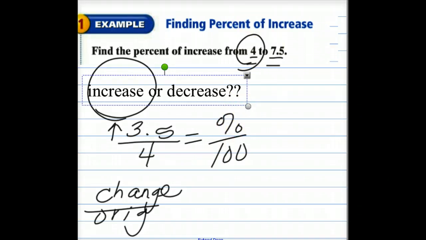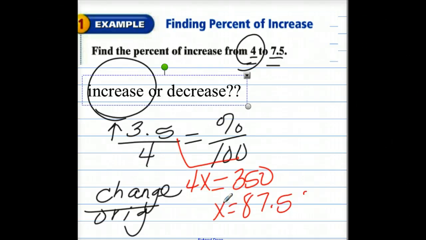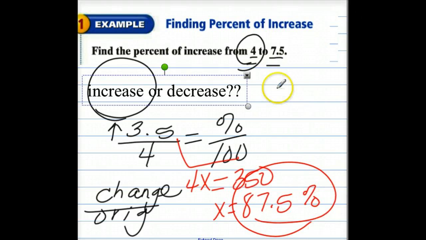Then I'm going to cross multiply. 3.5 times 100 is 350. And 4 times x for our percent. 350 divided by 4, I get x equals 87.5%. So it increased 87.5%.